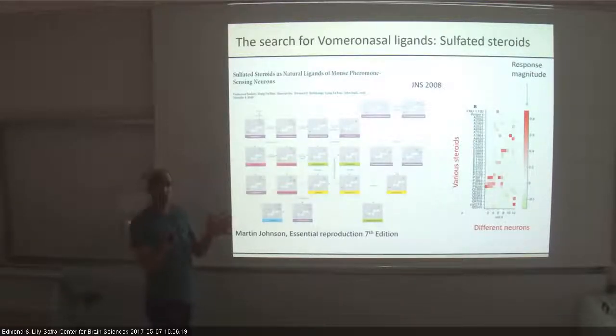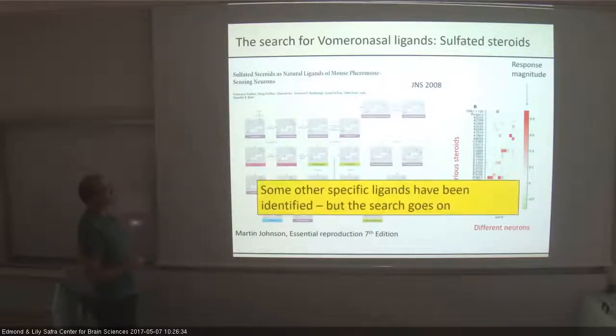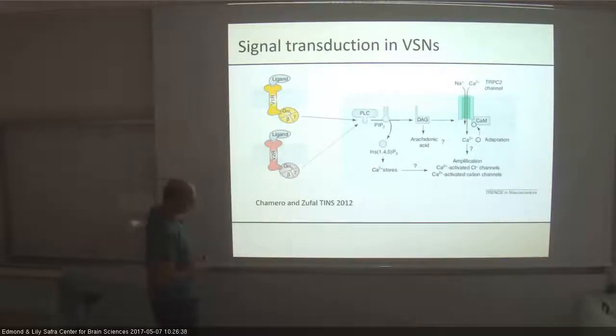So I described two classes of chemicals, the MUPs and the sulfated steroids, and there are a few other examples of known ligands of the system, but it's not like we know all of the ligands, we know some of those. The search still goes on. One slide about signal transduction.